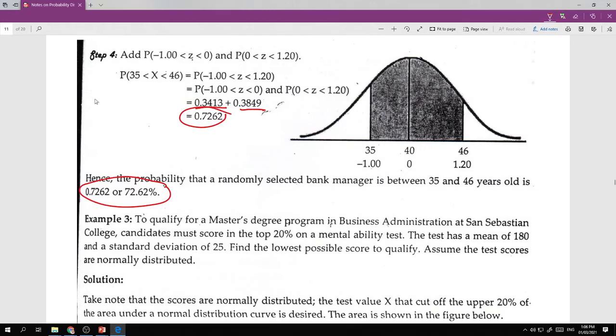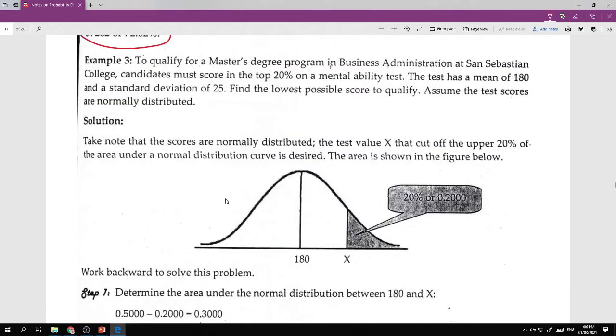Is problem number 2 okay? Yes, sir. Okay, let's go to our last problem. Let's read our problem now. Our problem states this way: to qualify for a master's degree program in business administration at San Sebastian College, candidates must score in the top 20%. So, kining 20% here is what? Is that the X?